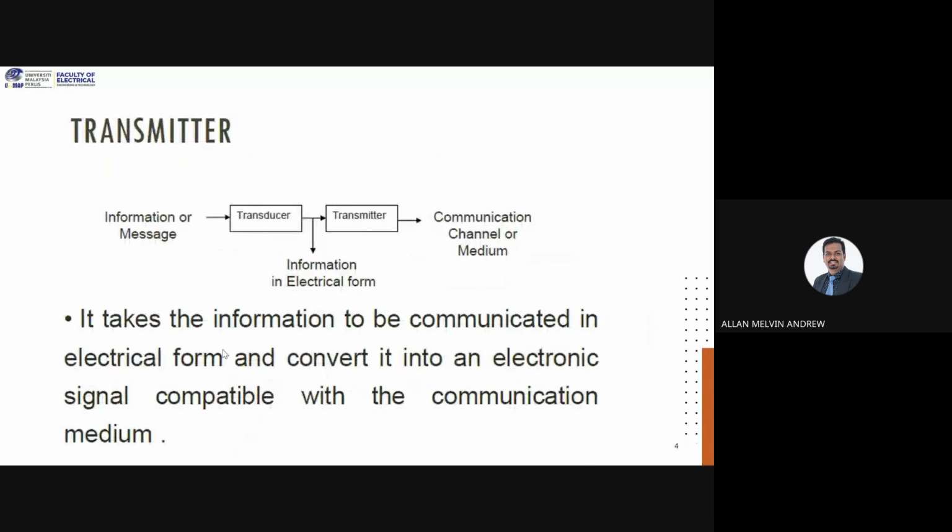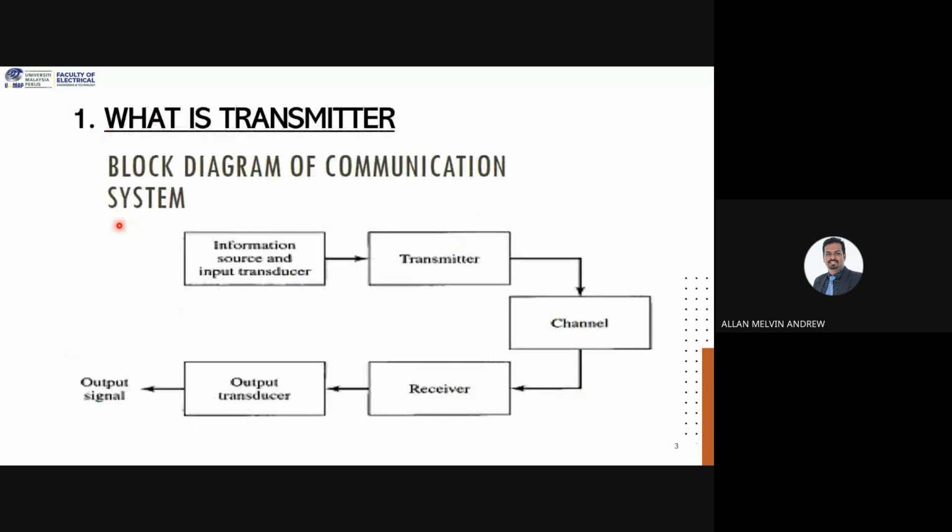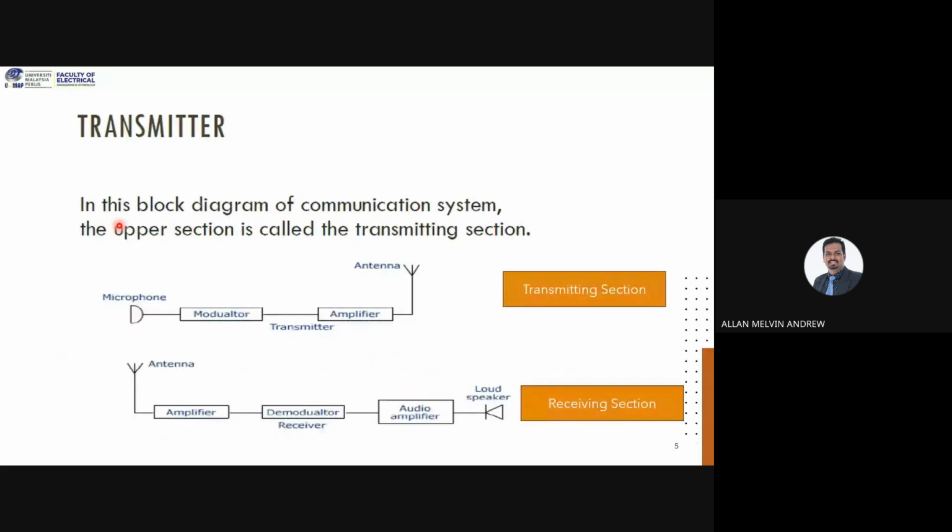Okay, so this slide. If you see, you are passing the information. So information is passed here to the transducers. The information is converted into electrical form, and before it's transmitted, it must be converted into electronic form. So it takes the information to be communicated in electrical form.